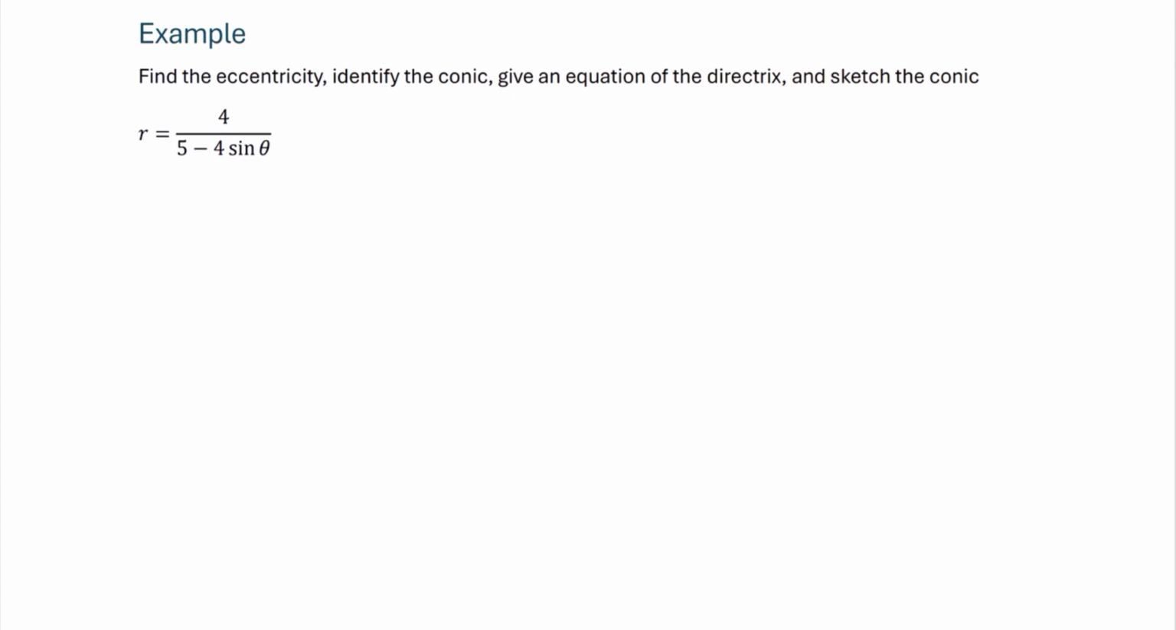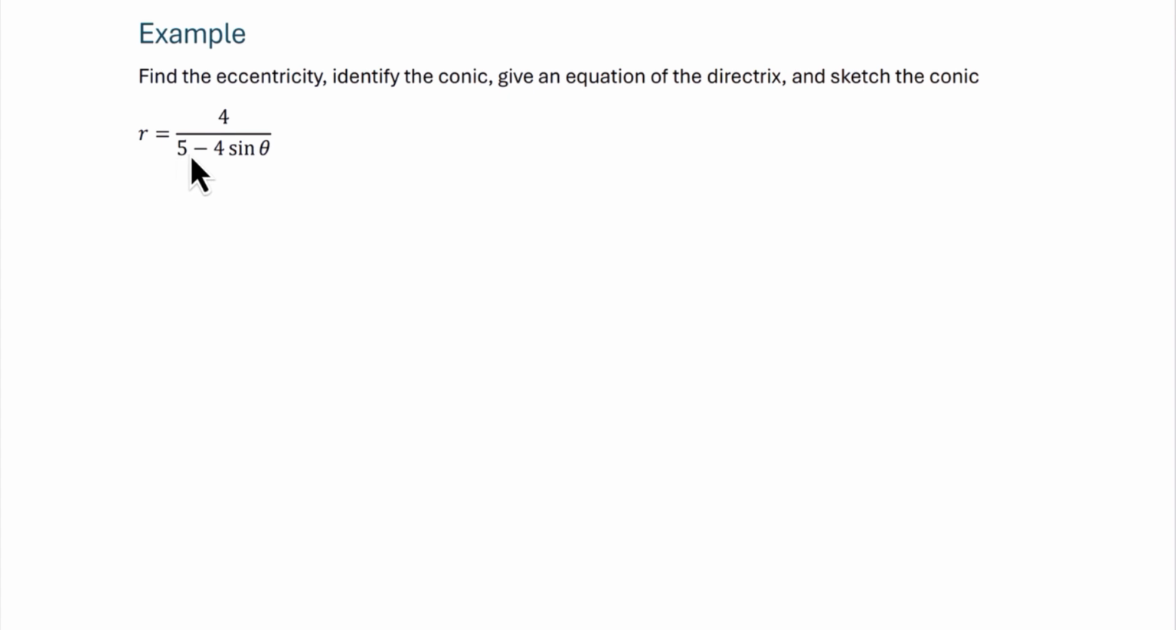In this video, we'll look at graphing conics using polar equations. We'll identify the eccentricity, the type of conic, the equation of the directrix, and then finally sketch the conic. The first thing we want to do is manipulate this given equation in a way that will help us more easily recognize different components of the conic.